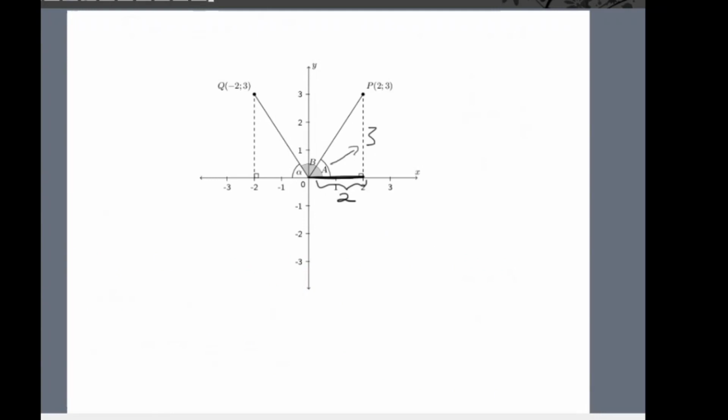So this is angle A, and that one is a right angle, it's 90 degrees. We can calculate angle A because we know the adjacent side to A and the opposite side to A. Using our trigonometric ratios, we can calculate angle A.